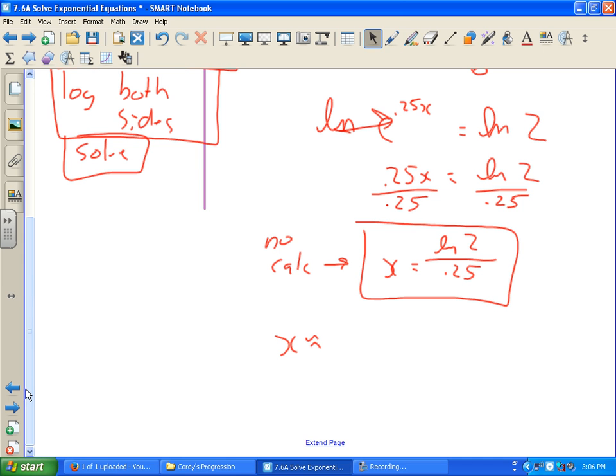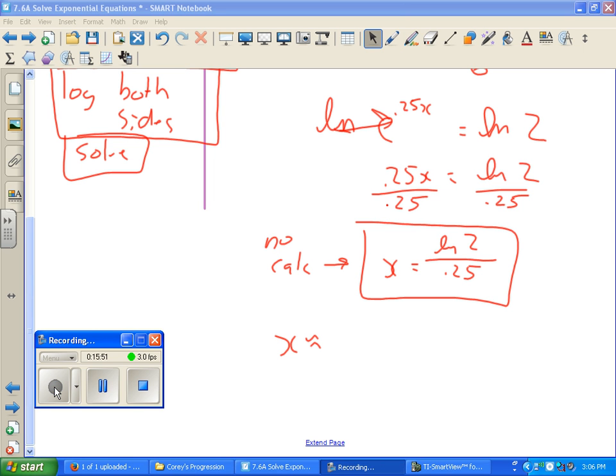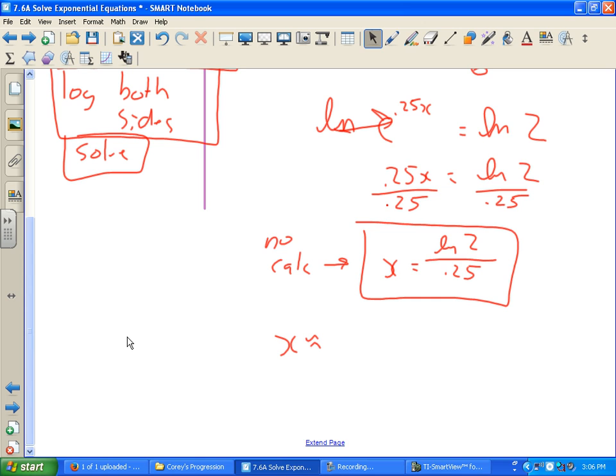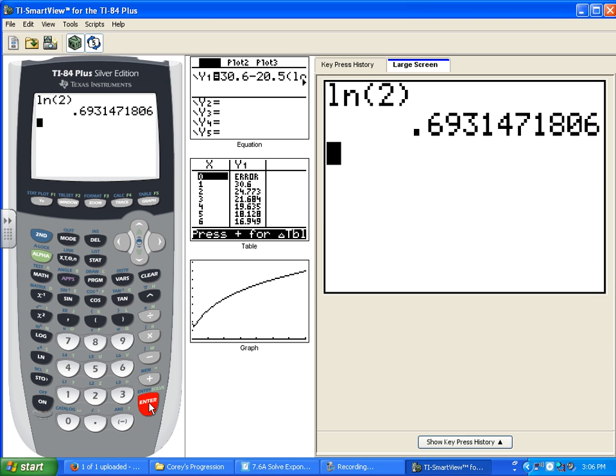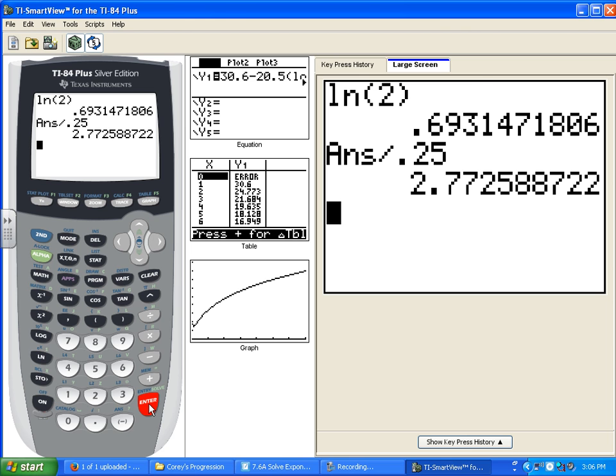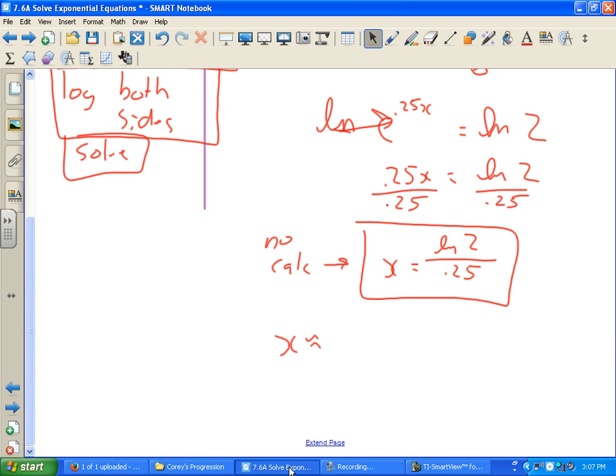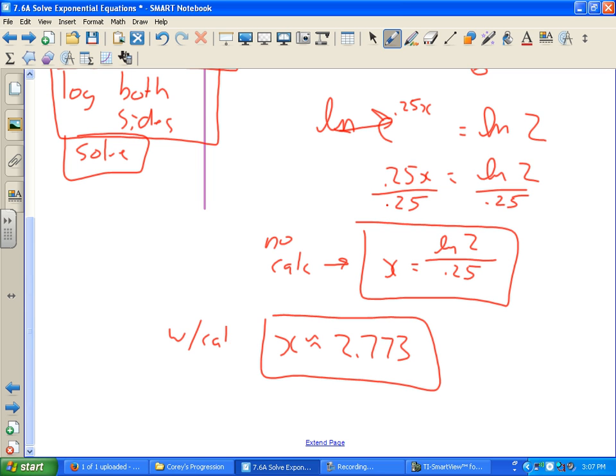I'll show you that calculation real quick. We need to take the natural log of 2 and divide it by 0.25. 2.773 is what we'll call that. And that's your answer with a calc. Again, depends on if I give you a calc or not. No calc, that's what I want. With a calc, that's what I want.